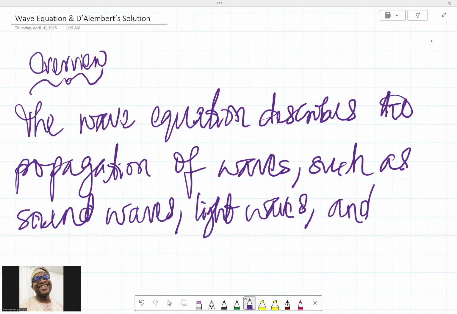Then we have c, which is the wave speed, and that is a constant. Of course, it can vary in different media, but it's a constant if you are observing it in a particular medium. So let's go for the general solution to the wave equation.